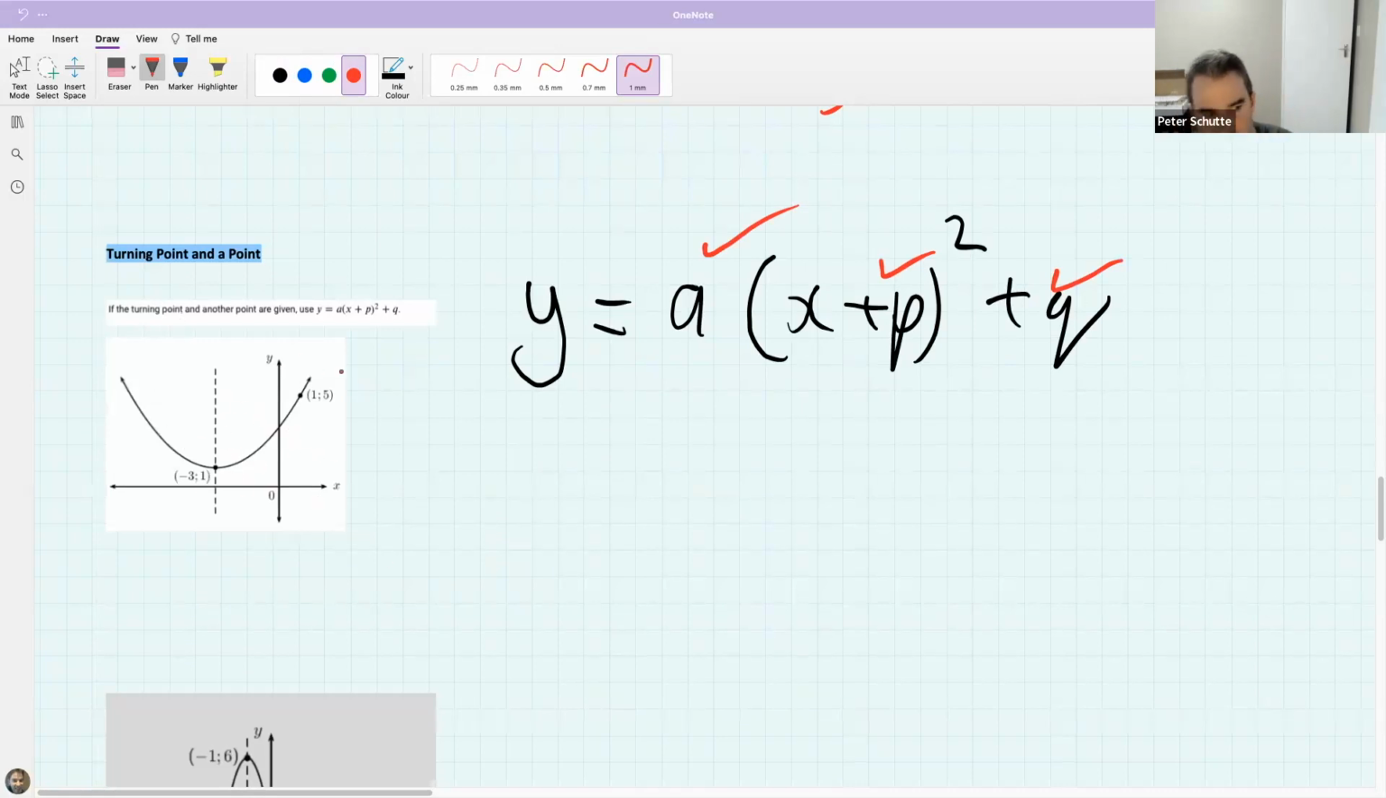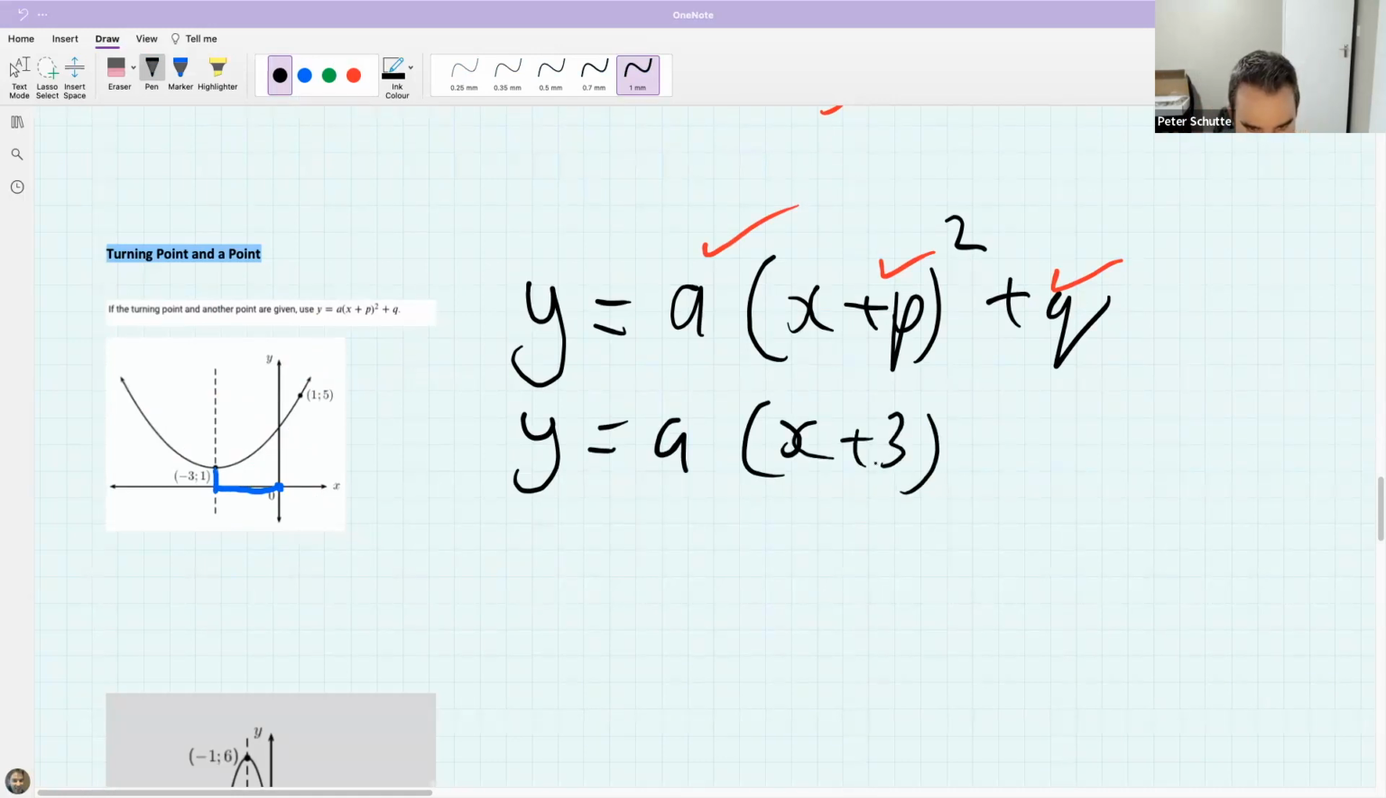Okay, so let me start with the easiest one. If you look at this graph, its journey in life has been to go 3 units to the left, and 1 unit up. That is the shifting that has happened. So if I want to represent that in this graph, I can't do anything about the A. But if it went 3 units to the left, this has to be x plus 3, because remember, it works the other way around to the root. And the Q value has to be 1. Right? And that's why if you worked backwards, you could find the turning point by going minus 3, 1.